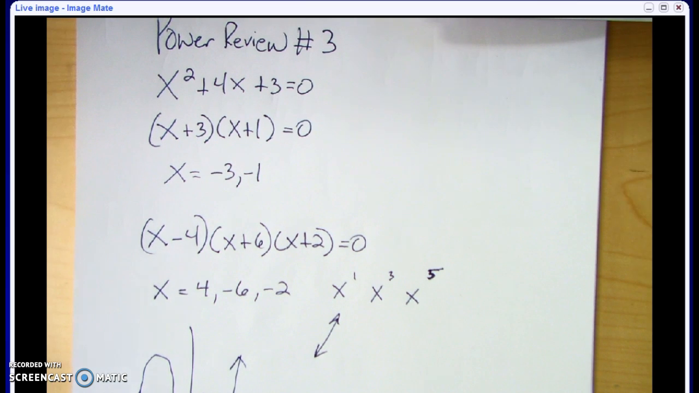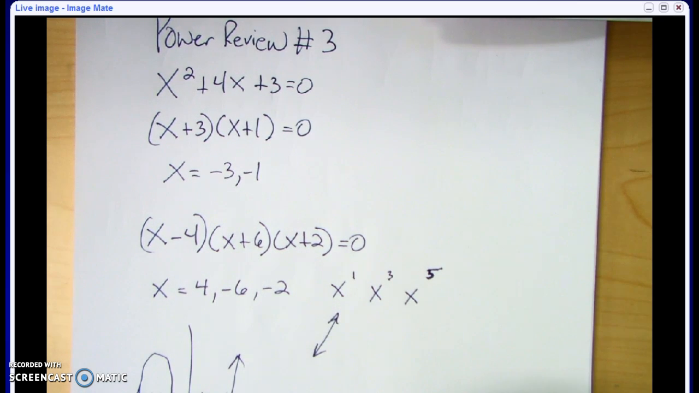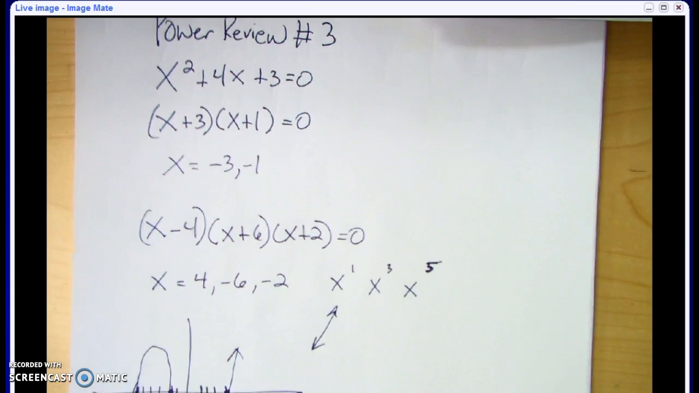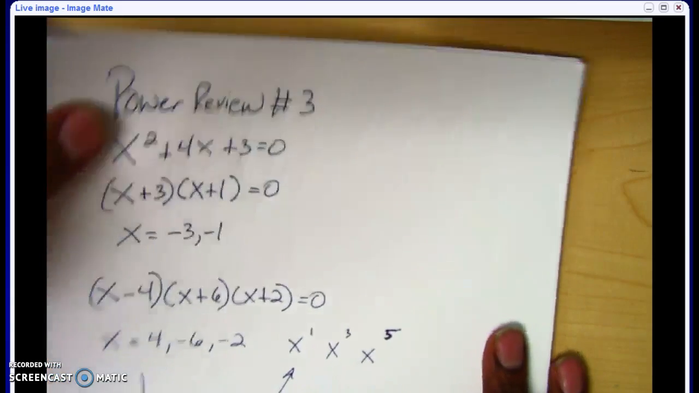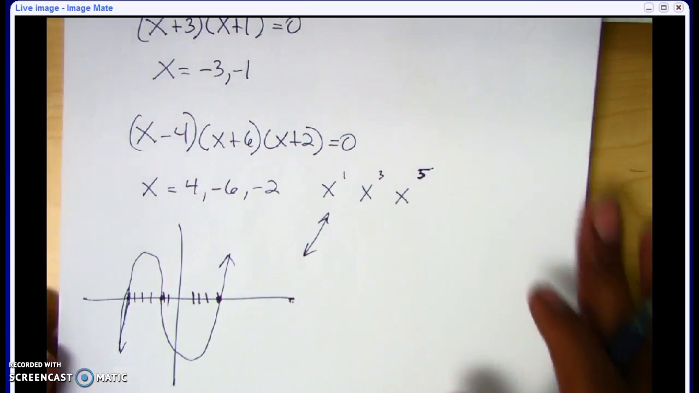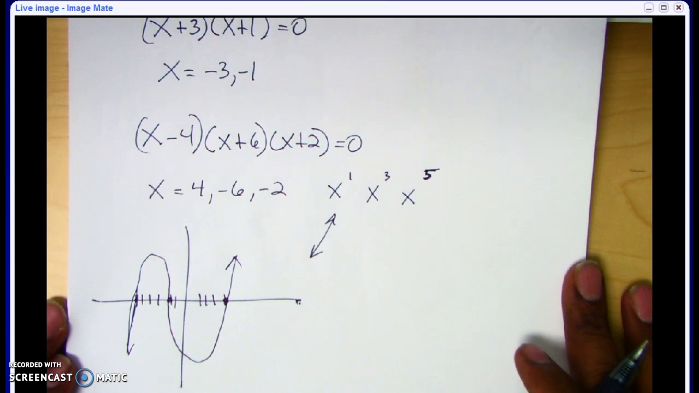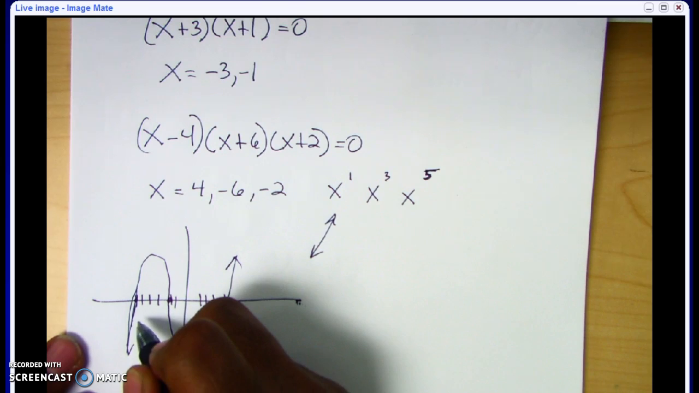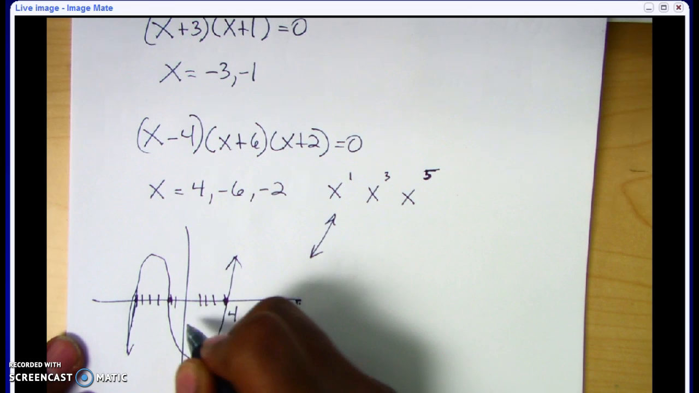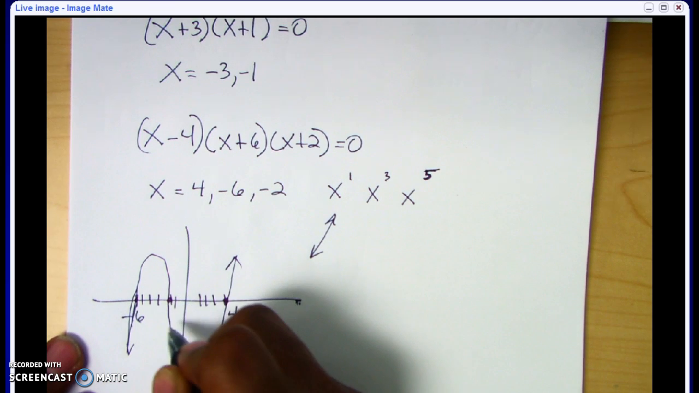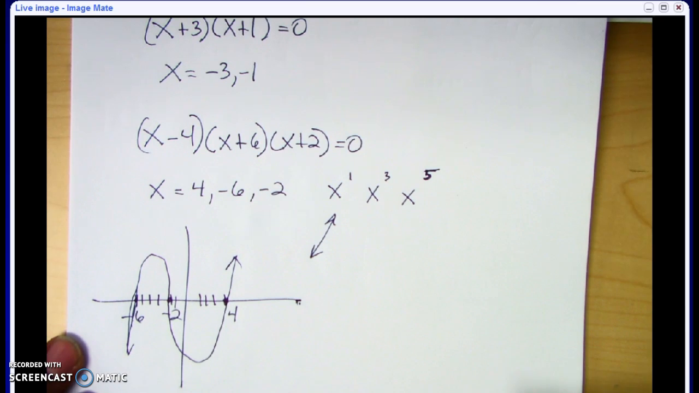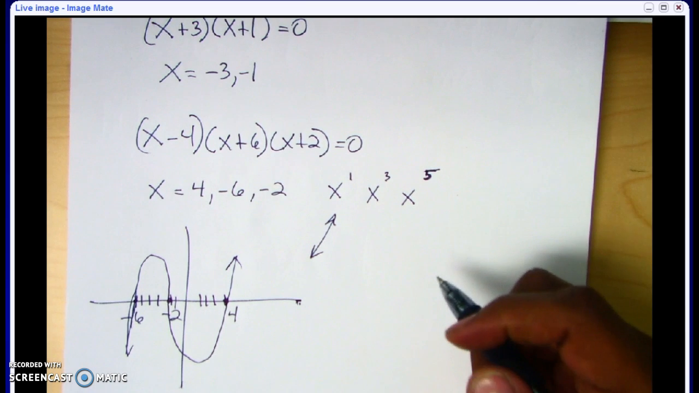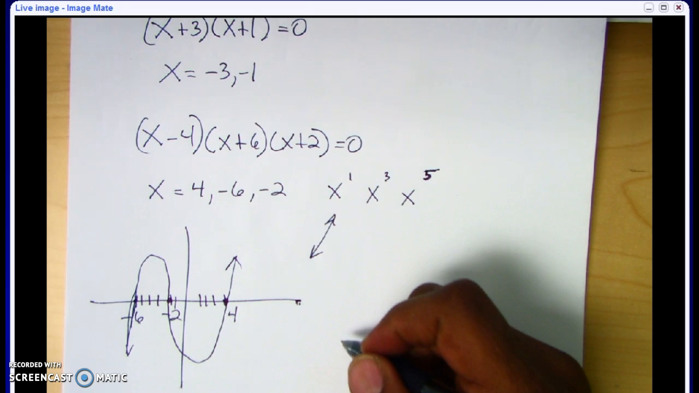Okay. What else do we need to be able to do? Well, for instance, if I start you out, let me push this up. You guys couldn't see that. There you go, right there. There's the graph for those. This would be a +4, -6, and -2 right there. There you go. Now, you have to be able to go the other direction as well.